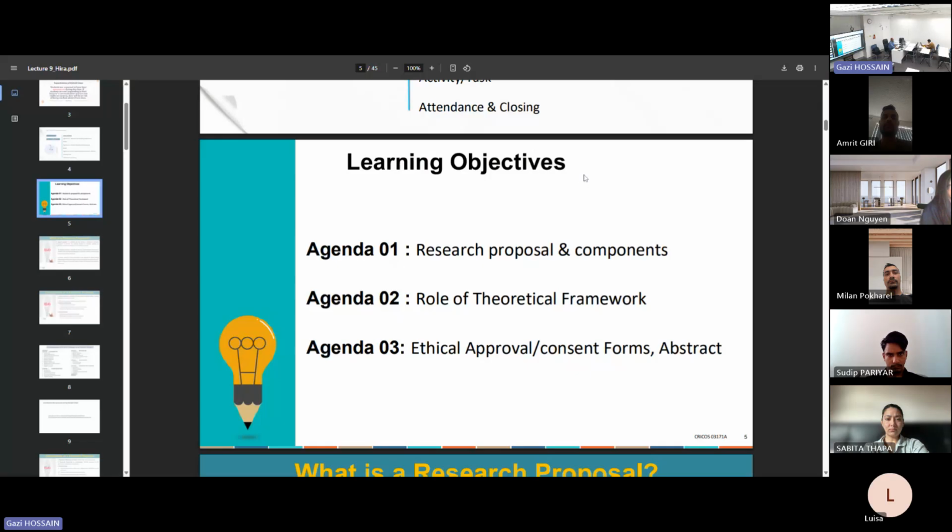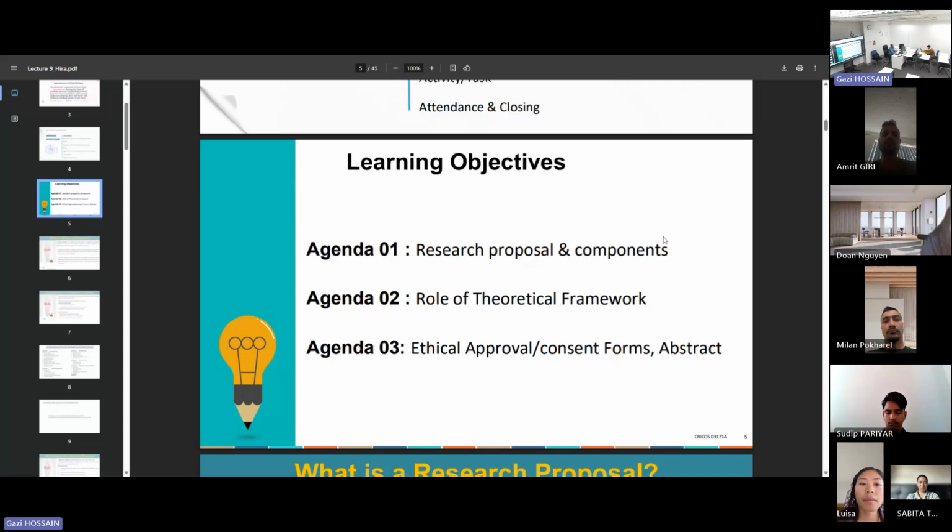And our learning objectives, there are three agendas in today's class. Agenda 1: research proposal and components. Today we'll be learning how to make a proposal in a very effective way, and what should be the standard components or contents in the research proposal.